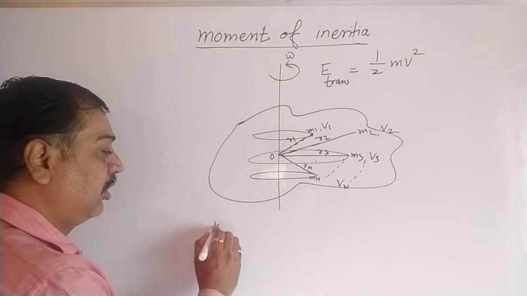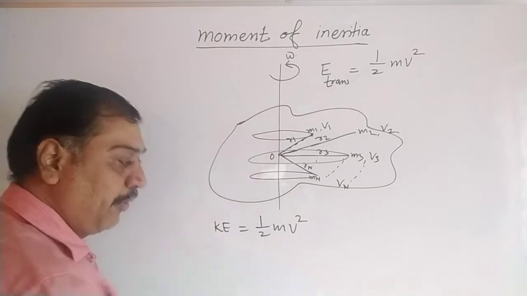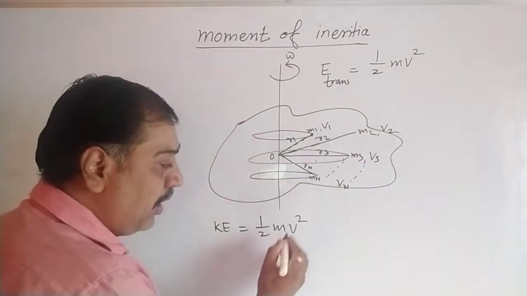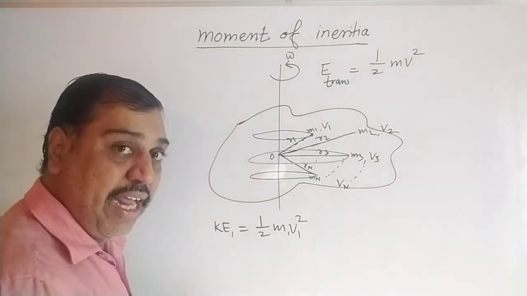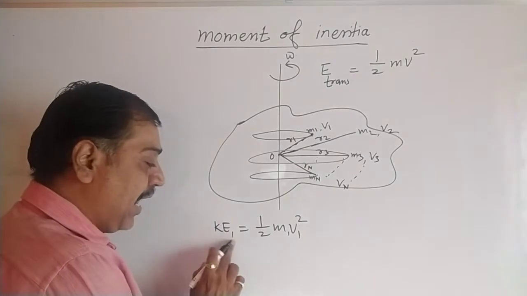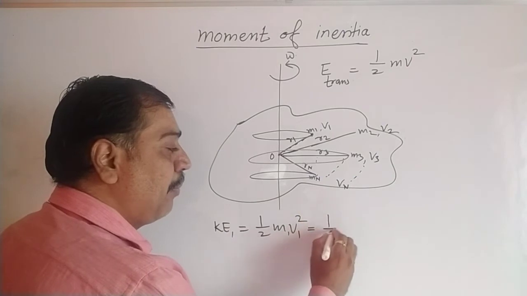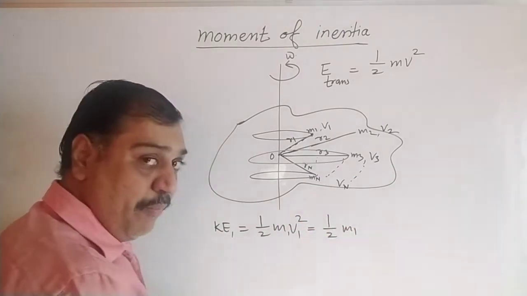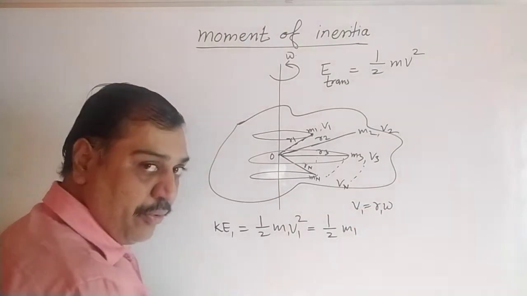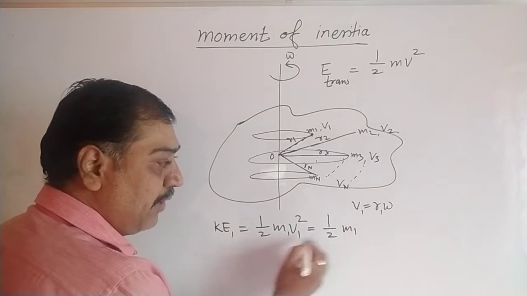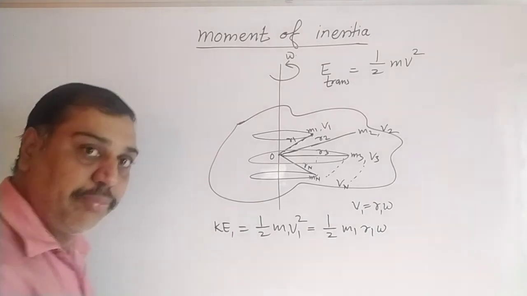The kinetic energy is equal to 1 by 2 m v square. For the first particle it is m1 v1 square, and that is kinetic energy KE1, the kinetic energy of the first particle: 1 by 2 m1 v1 square. The same thing can be written as 1 by 2 m1, and as we know there is the equation v equal to r omega, so v1 equal to r1 into omega. Put it here. So what we get is m1 r1 omega. So this is the kinetic energy of the first particle.